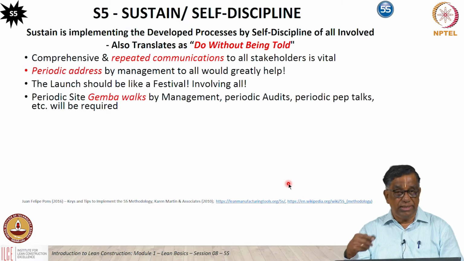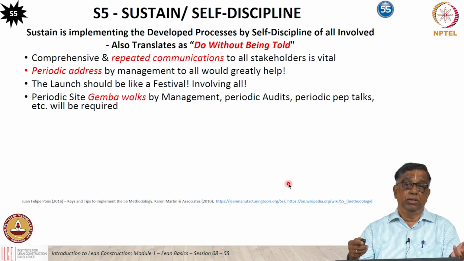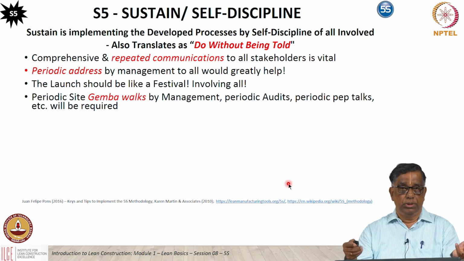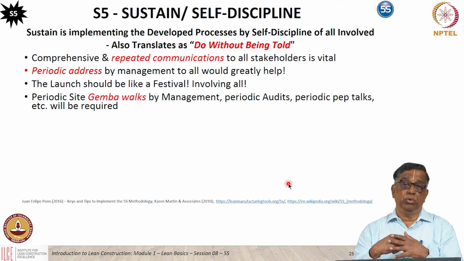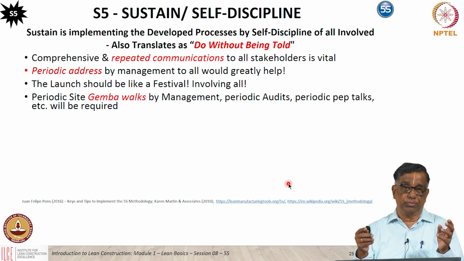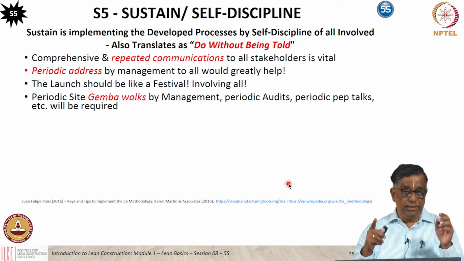And next, we come to the fifth S, that is Sustain or self-discipline. Literally it can mean to do without being told. See, ultimately Lean is not an assembly of tools. It's a matter of culture which we need to develop over a long period. And the Lean culture is what is sustainable in the long run.